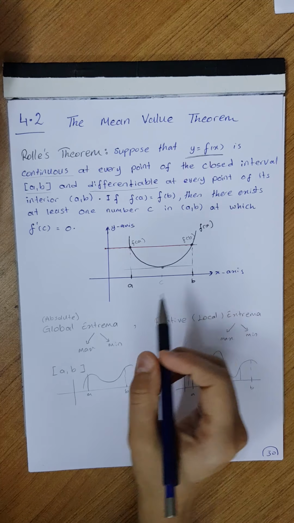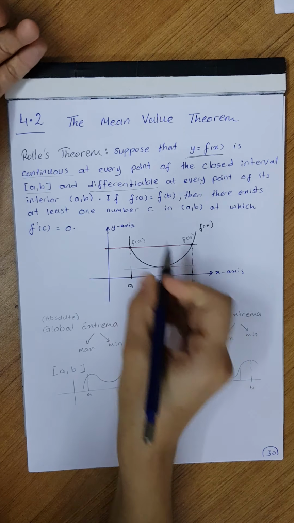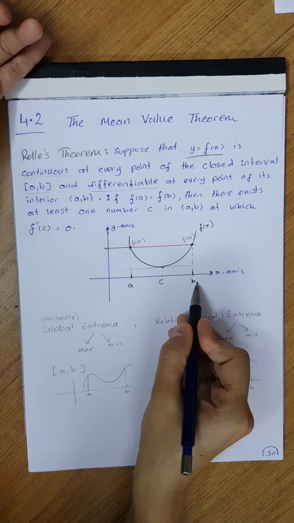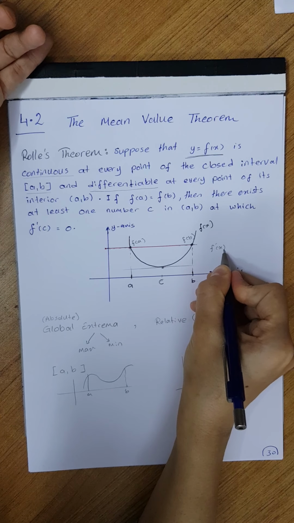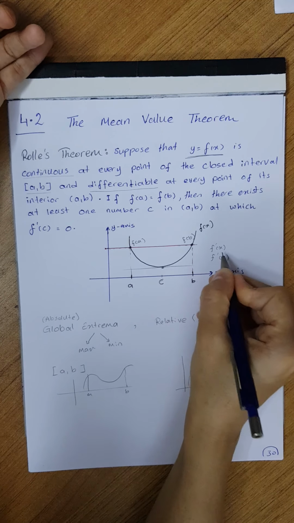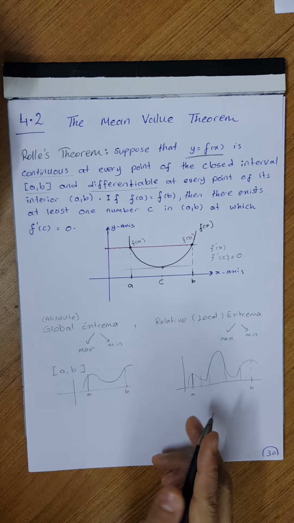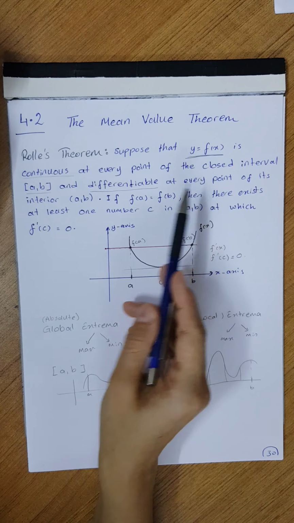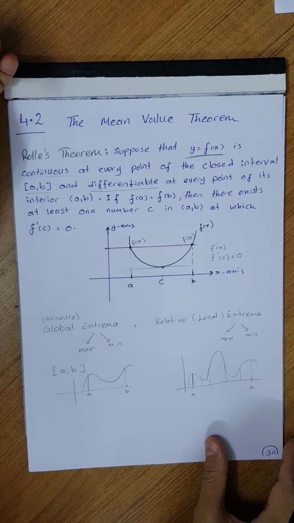So we have a number c here, between a and b. I found a number c between a and b, where when I find the derivative of the function and input that number c into the derivative, I will get 0. Of course, the conditions are important. Being continuous and being differentiable are important.